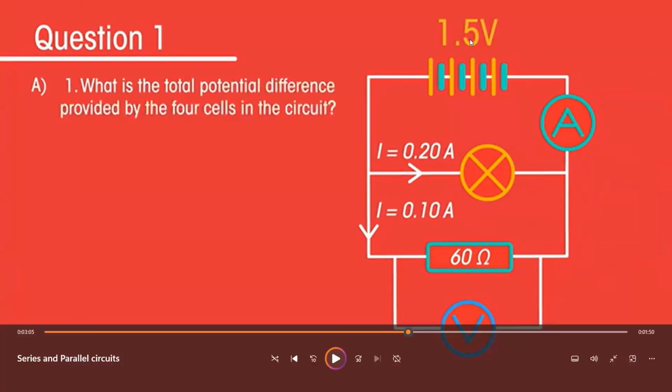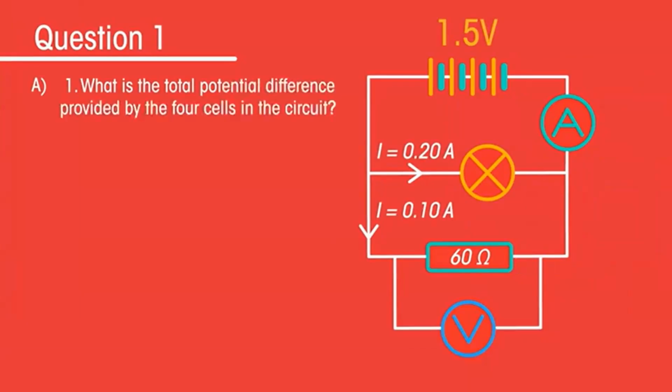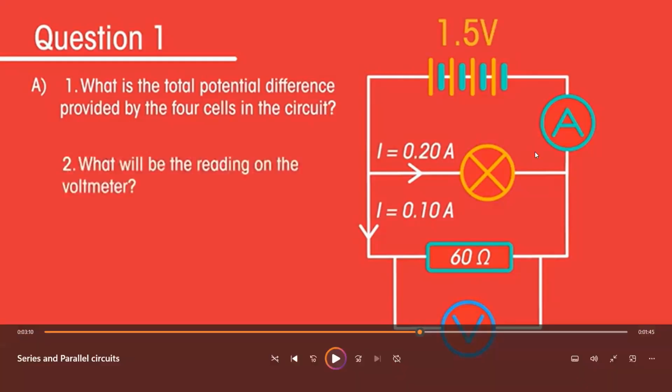Each cell provides 1.5 volts. Now we have 4 cells. So in order to get the total voltage, 1.5 times 4, which is 6 volts. What will be the reading on the voltmeter? Since this is a parallel circuit, I can easily say that the reading on the voltmeter is 6 volts.